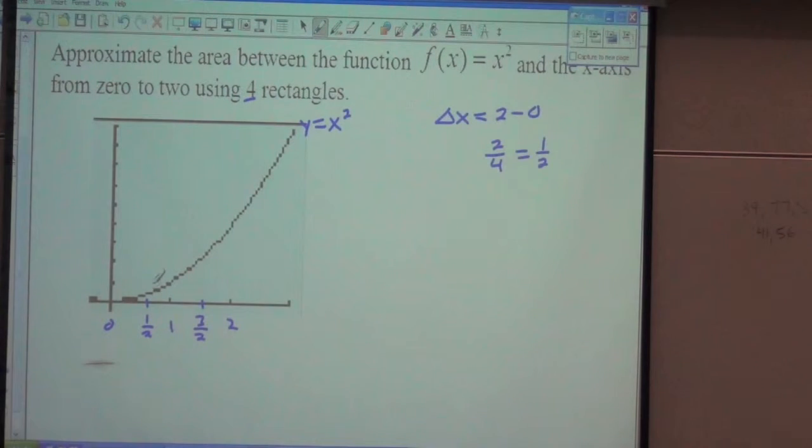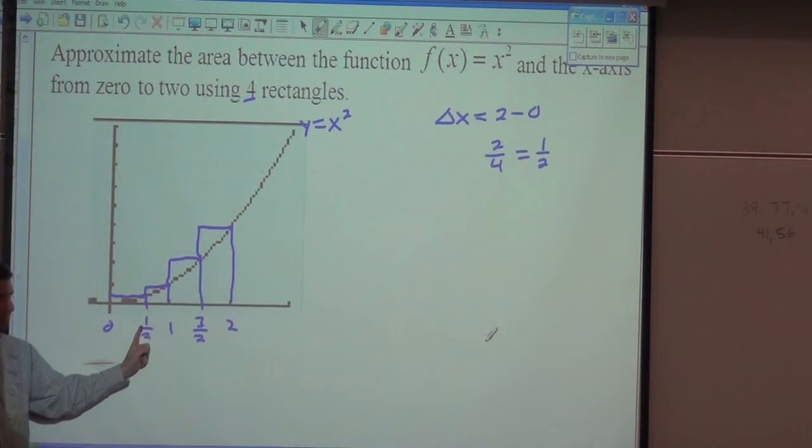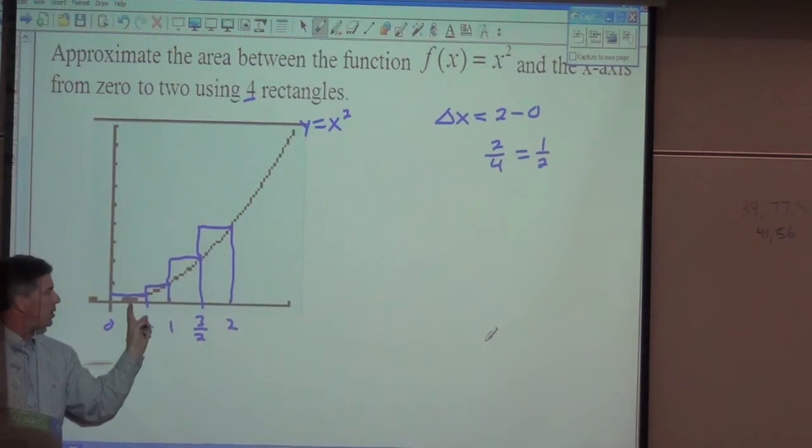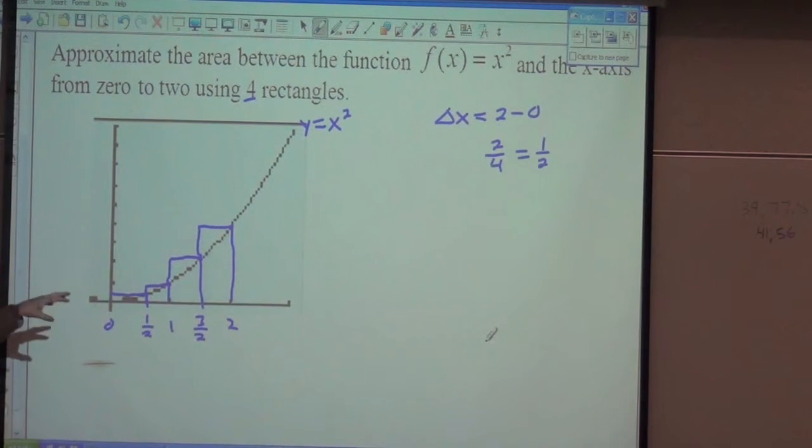So now I can actually draw some rectangles here. I'm going to go from here and draw a rectangle there, then go from this and draw another rectangle, and here draw another rectangle. What I did is use the right side of each rectangle to find the height of the rectangle. There are 4 rectangles. If I can find the area of those 4 rectangles, I can approximate the area between the function and the x-axis.